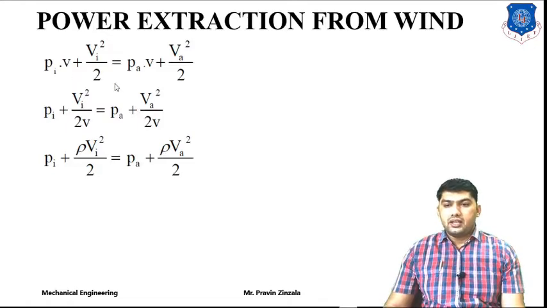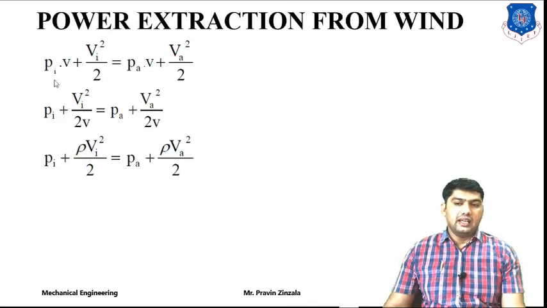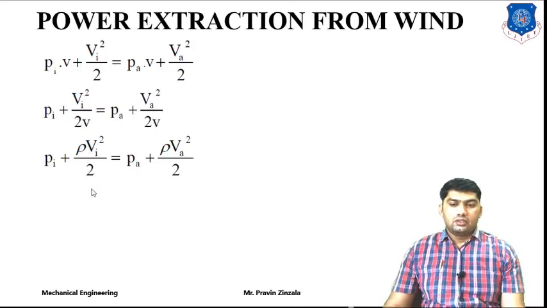By this equation, we separate the specific volume V. So here Pi V, Vi square by 2, because we are taking V common and cancelling from both sides. So on the right hand side, Pa V, Va square by 2. The specific volume is equal to 1 upon density, so we are inserting 1 upon V is equal to rho. So the final equation is Pi plus rho Vi square by 2 is equal to Pa plus rho Va square by 2.